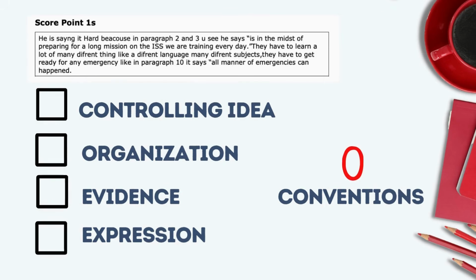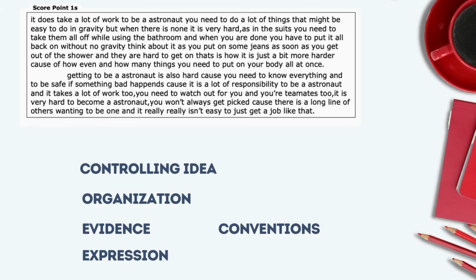So here the conventions are a 0 because the student really has no command over the conventions. They have many errors in sentence structures, like run-on sentences. They're missing commas, there's wrong capitalizations, grammar mistakes, and spelling. And so given such a short response, these errors greatly impact the clarity of the student's answer in this writing.